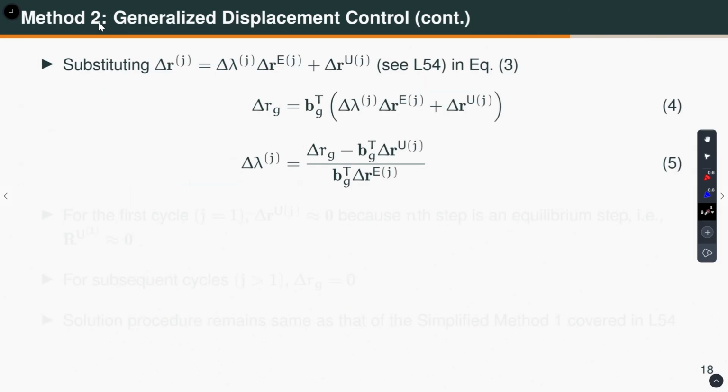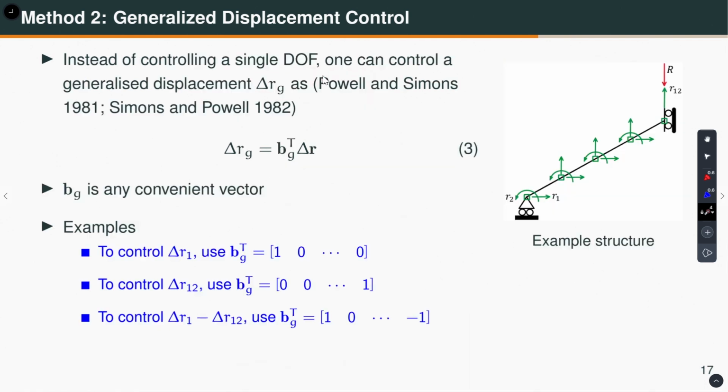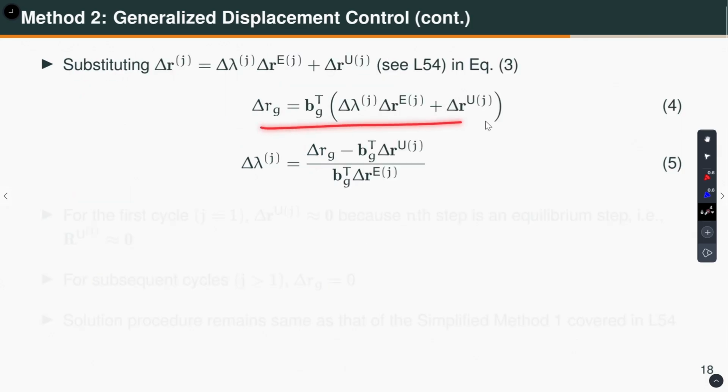Well, again, what we have used earlier, the incremental displacement is load proportionality factor multiplied by the displacement increment due to reference load plus the displacement increment due to unbalanced load. If I substitute that in this equation here, then what do I get? I get that. Now, in this equation, this is a known quantity, this is known, this is known, this is known. I can easily calculate what is my delta lambda, right?